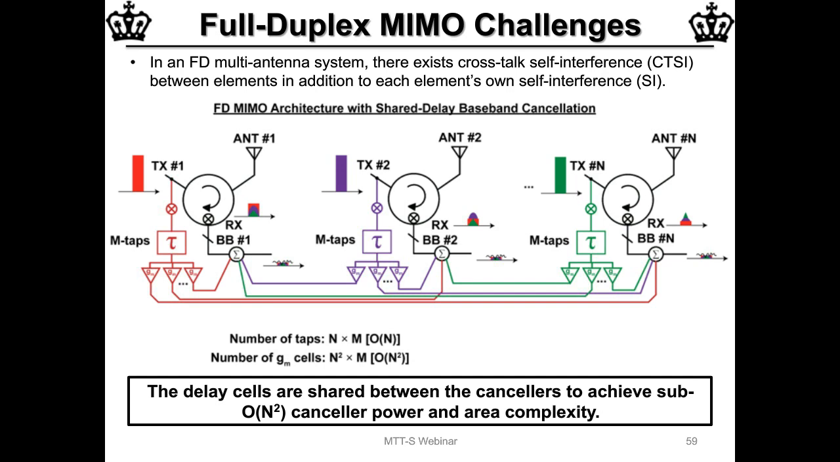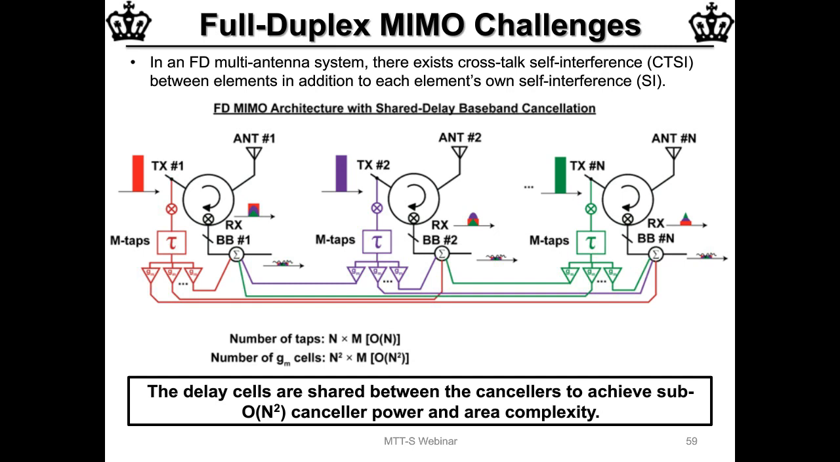And so if you have n transceivers operating in MIMO, you have n squared cancellations that need to be performed, and so there's an n squared increase in the power and area complexity associated with those cancellations. So we actually implemented a MIMO receiver using these circulator receiver arrays with this baseband cancellation, essentially sharing some of the delay resources of the canceller across the different cancellers so that the complexity of the canceller only scaled as order of n rather than order of n squared.